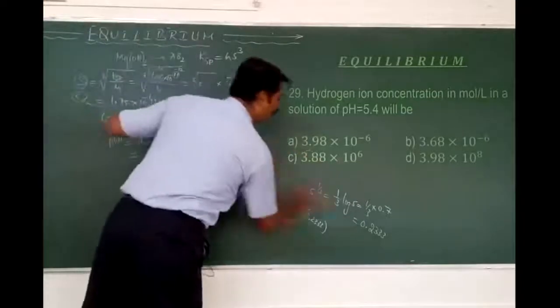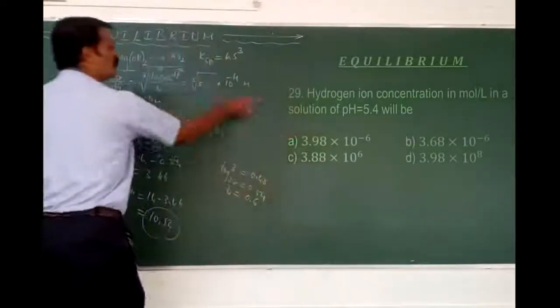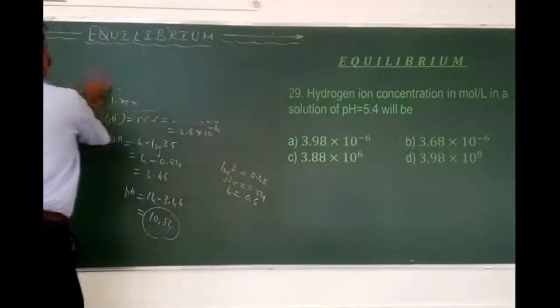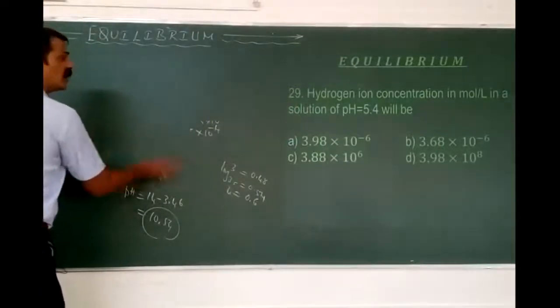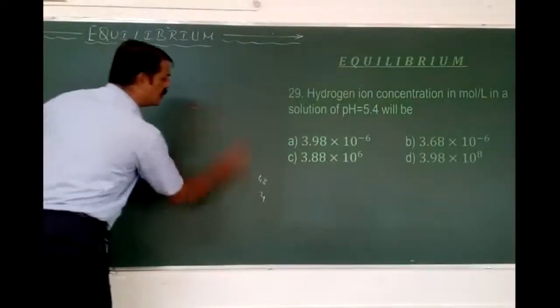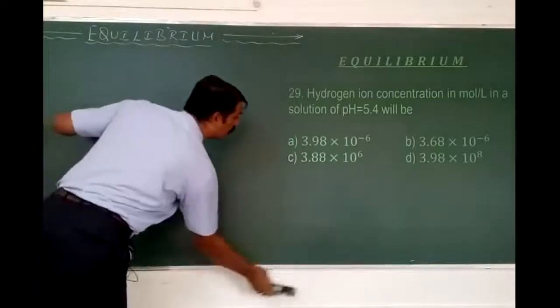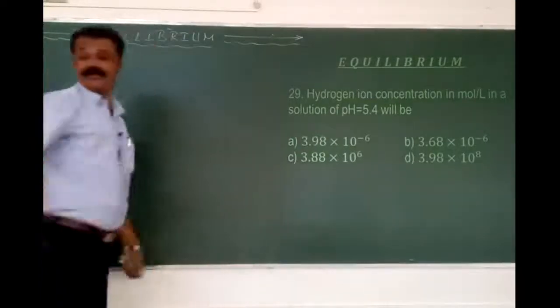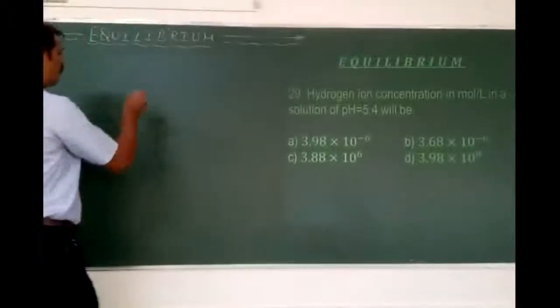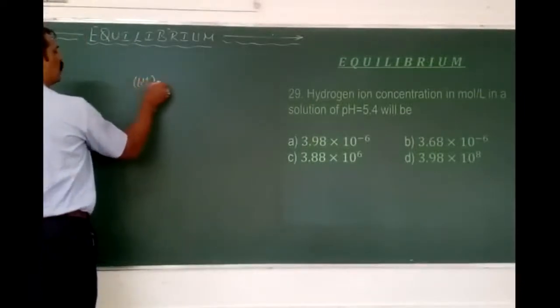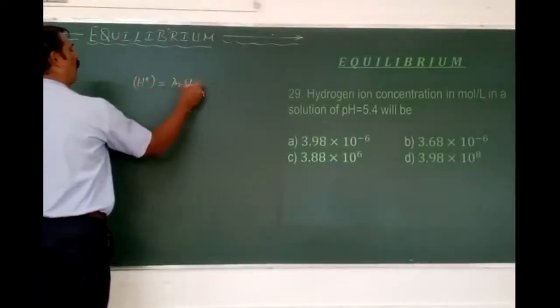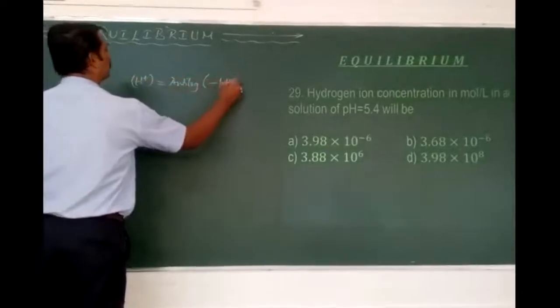Next is the hydrogen ion concentration. What is the hydrogen ion concentration in moles per liter in a solution whose pH is 5.4? We will move on to that directly. H plus is equal to the antilog of minus pH. It is a direct expression.